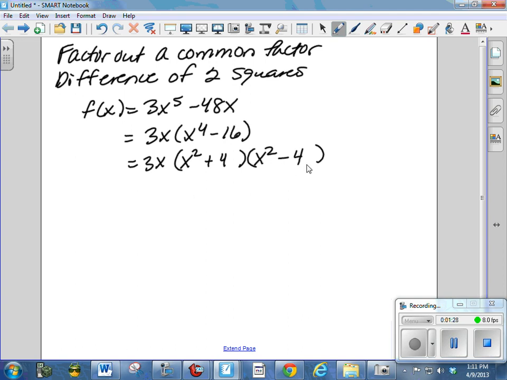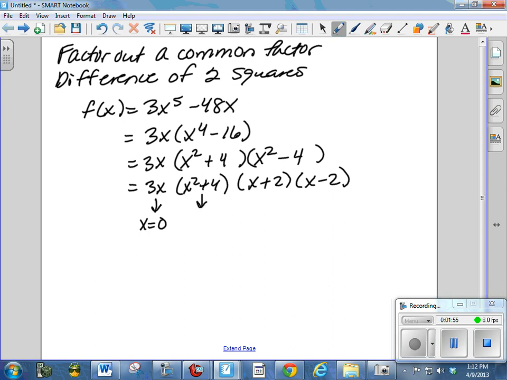Now notice this also gives me another difference of two squares, which is x squared minus 4, so this is 3x times x squared plus 4 times x plus 2 times x minus 2. So that's another difference of two squares. Now I can find all 5 zeros. Looking at this factor, I would have x equals 0. That would make the whole thing equal to 0.